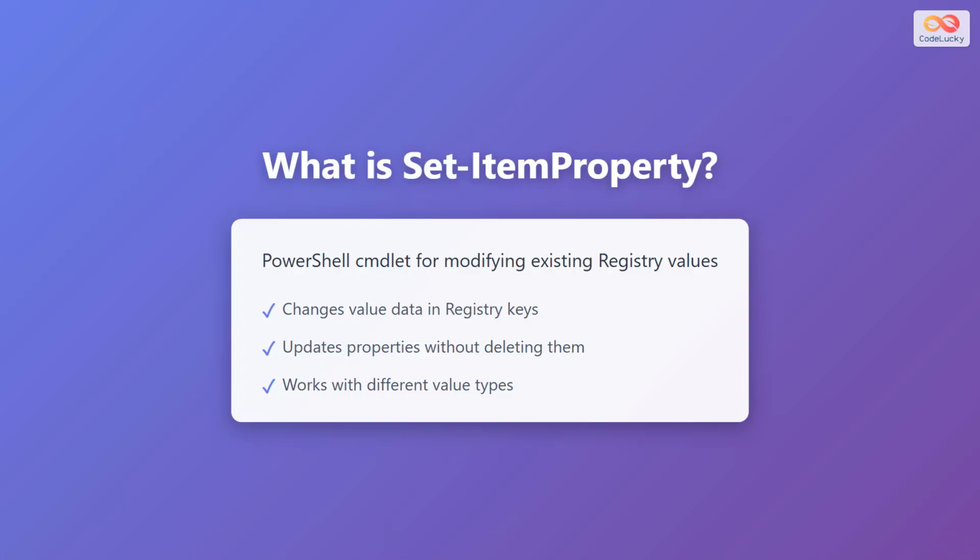Set-ItemProperty is a PowerShell cmdlet specifically designed for modifying existing registry values. It changes the data stored in registry keys without deleting or recreating them. This cmdlet updates properties in place and works with different value types including strings, DWORDs, and multi-strings. Think of it as an editor that modifies what's already there rather than creating something new.